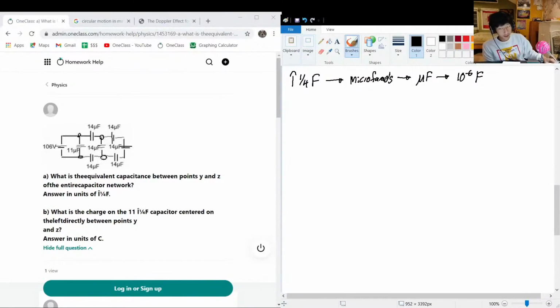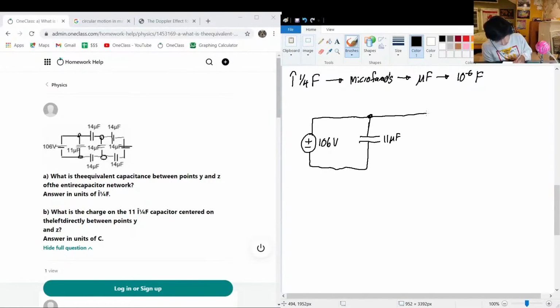Typically I don't really like drawing voltage sources like this with capacitors because it can look a little bit too similar. I prefer to draw it like this. So we got 106 volts, and then here, this would be our first node in our equation. Here we got a capacitor that's 11 microfarads. Here we got 14 microfarads.